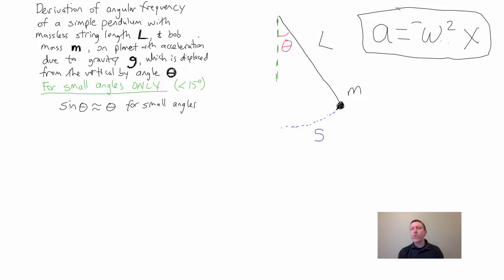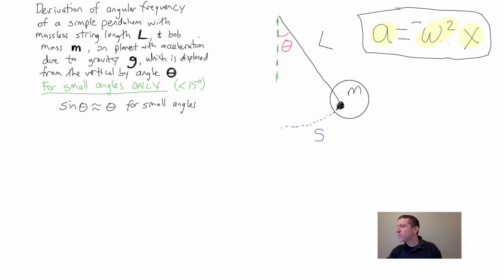So let's keep in mind what we're trying to do here: we're trying to get a relationship between the acceleration and the displacement. So we're trying to get some kind of relationship between the acceleration right here and the displacement right here, and that negative constant of proportionality, whatever that negative thing is right there, is going to be omega squared.